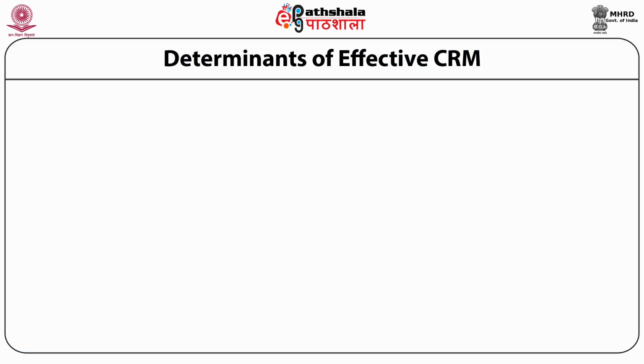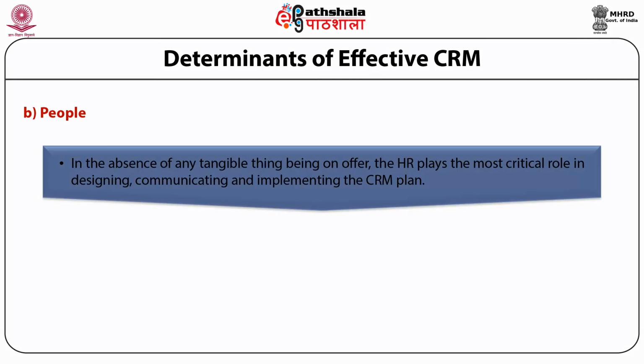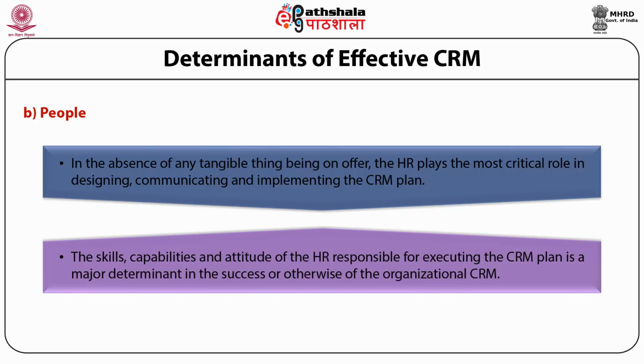The second very important determinant of effective CRM is the people. People here refers to the human resources of a service organization. In the absence of any tangible thing being on offer, the HR plays the most critical role in designing, communicating, and implementing the CRM plan. The skills, capabilities, and attitude of the HR responsible for executing the CRM plan is a major determinant in the success or otherwise of the organizational CRM.